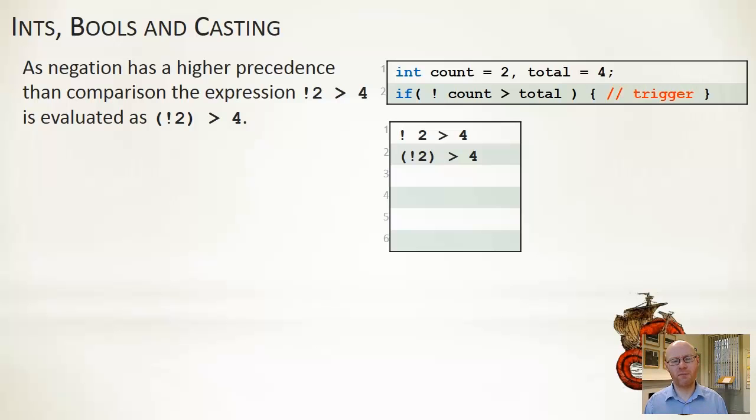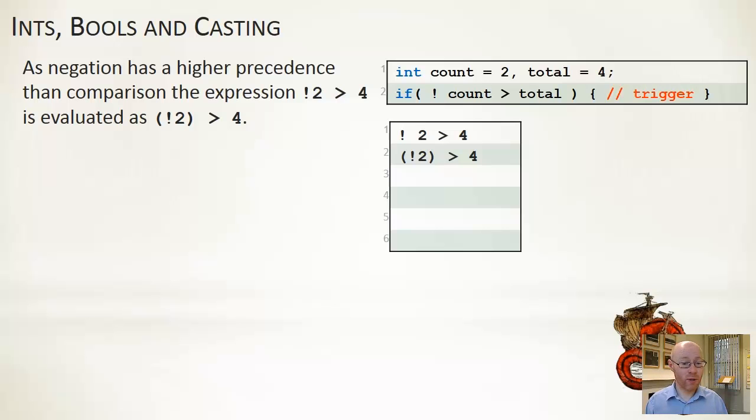Now you might go, not 2? That doesn't make any sense at all. How can you have not 2? And you're right, you can't apply negation to an integer. It's for Boolean values. It's for true-false values. But C++ is happy to convert integers into Booleans.